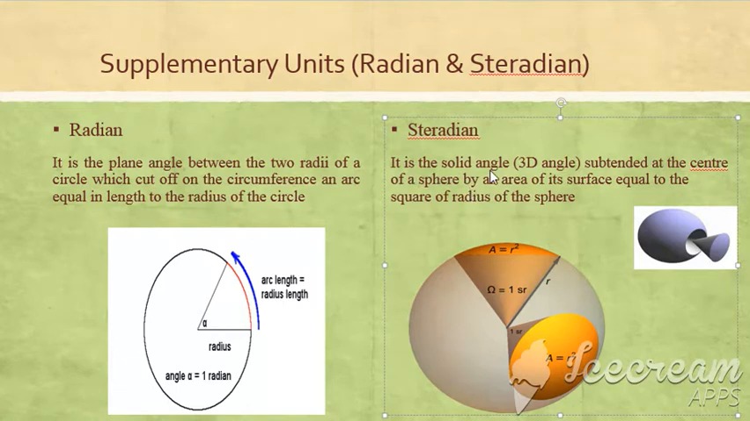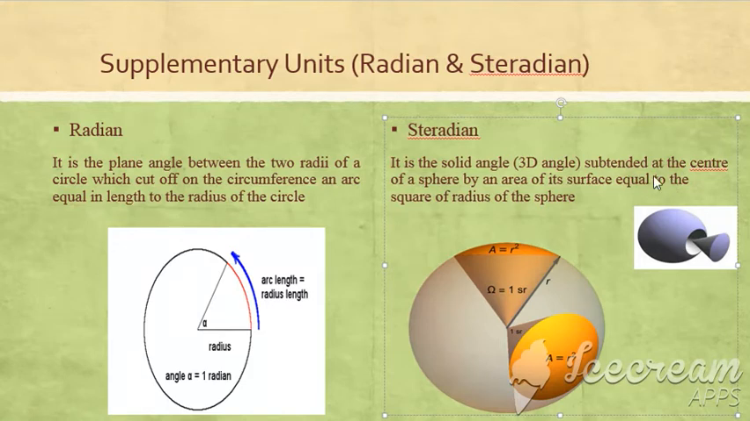Okay, again describing solid angle. It is the solid angle, means a three-dimensional angle. It requires three dimensions for its description, means x, y, and z. It is subtended at the center of a sphere. This one is a sphere. A sphere is a three-dimensional space. You can take an example of a rubber ball. A rubber ball is a solid and 3D structure.